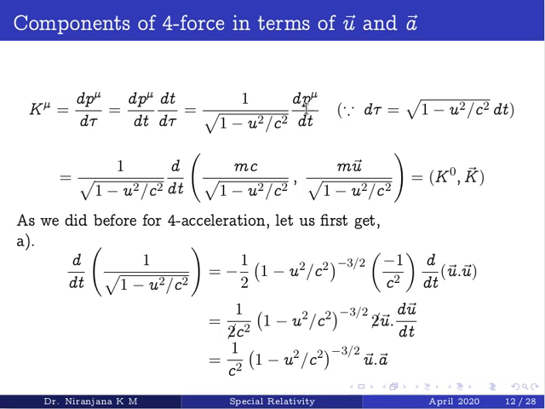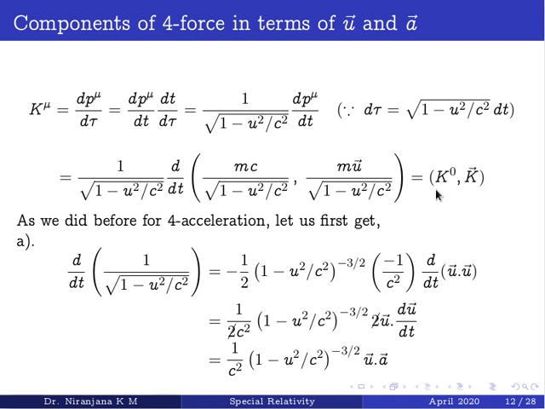And by using the expression for 4 momentum p mu, you can write it as mc by square root of 1 minus u square by c square, which is the temporal part, and mu by square root of 1 minus u square by c square as the spatial part. And the differentiation of this p mu with respect to t into this expression will give us the 4 force.